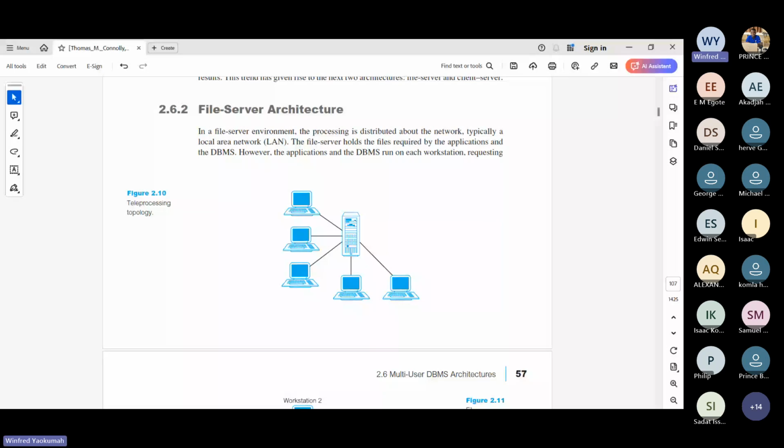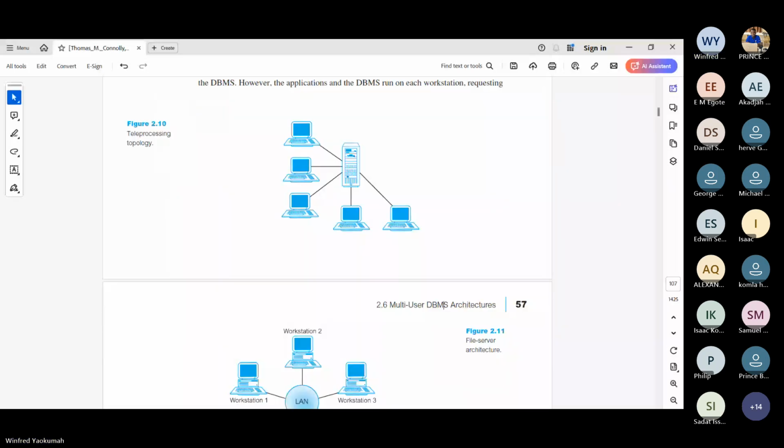It's not too popular now, but its variations have cropped up again, that we are calling thin server or something kind of. But this file server holds files required by the applications and the database. Okay, it's normally stored on the local area network. Then the applications and the database systems run on each workstation, requesting services from the central server.